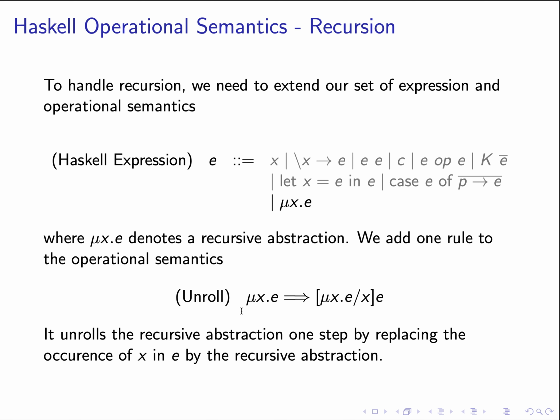The unroll rule says that whenever you see a μx.e, we create a substitution of x. We're going to replace x by μx.e in e. So intuitively, we just unroll the recursive expression by one step and replace the occurrence of x in the e.